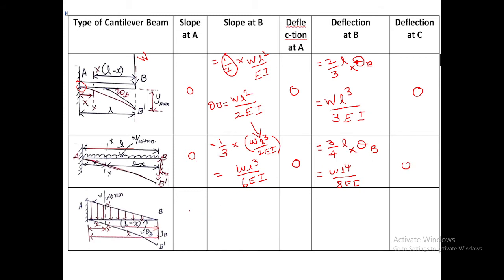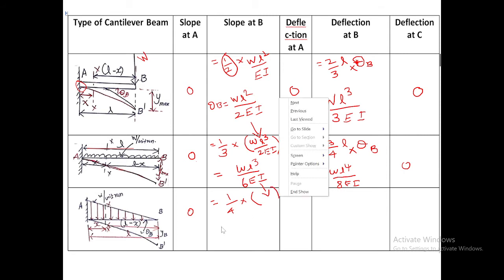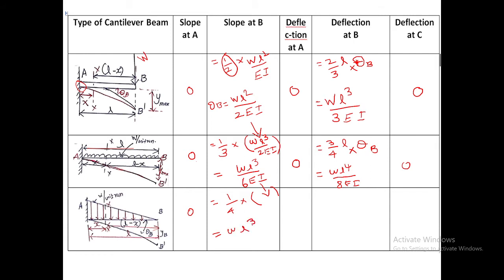Next, slope at A is 0. Here 1 by 4 into this term, so the answer is W L cube by 24 EI. Here deflection at point A is 0.